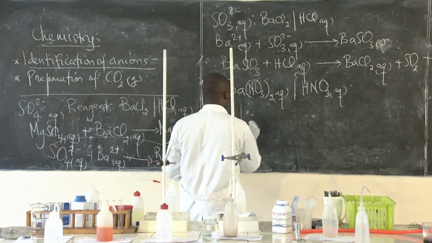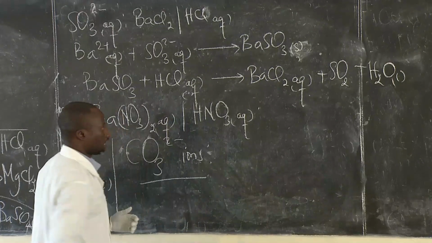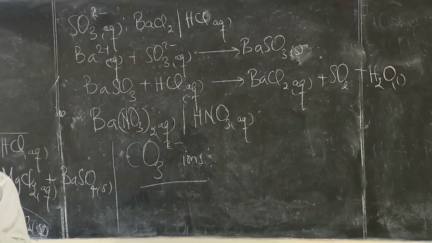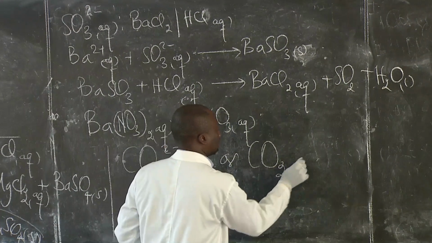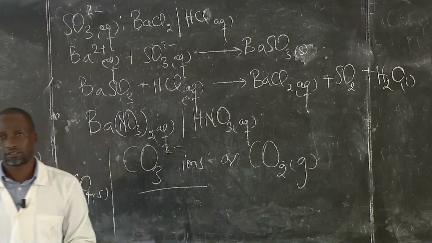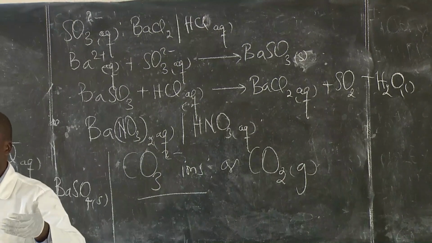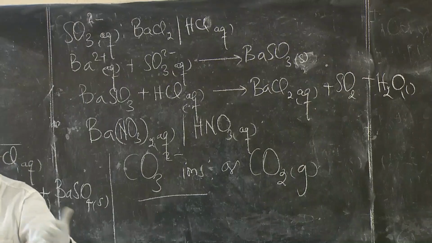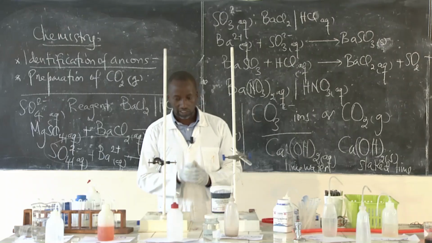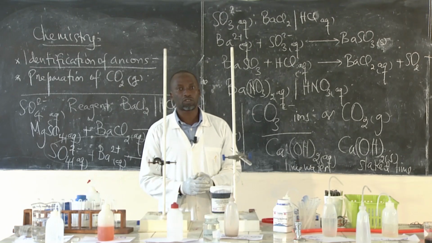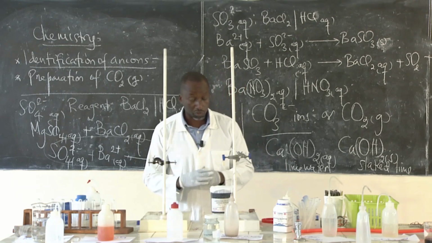So we are just going to continue and then look at the carbonate ions, or the carbon dioxide gas. So we have to prepare carbon dioxide and then test. We are just going to look at the preparation of carbon dioxide, and then we do the test. I hope you still remember how the carbon dioxide is prepared.